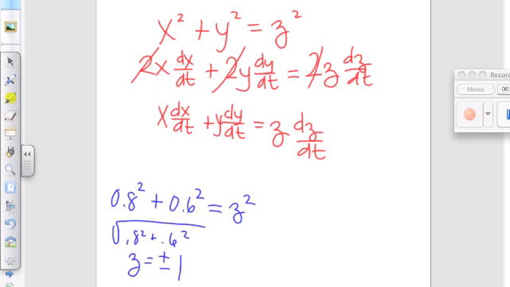So I get this. But since this is a real world problem, which one should I use? I should use my positive one. So my z is equal to 1.